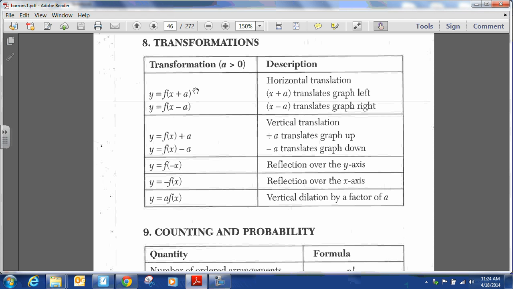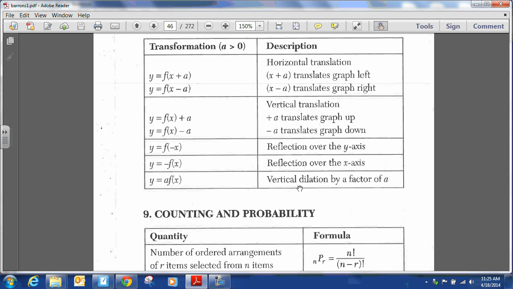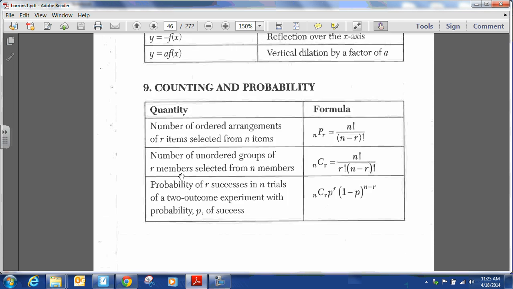Transformations, these are all the rules. When you're inside the parentheses, it's a horizontal translation. When it's a vertical translation, you're outside the parentheses. When the whole thing is negative, it's a reflection over the x-axis. When it's only the x that's negative, it's a reflection over the y-axis. And then you have your vertical dilation by a factor of a. This is when you multiply the function by a certain coefficient.